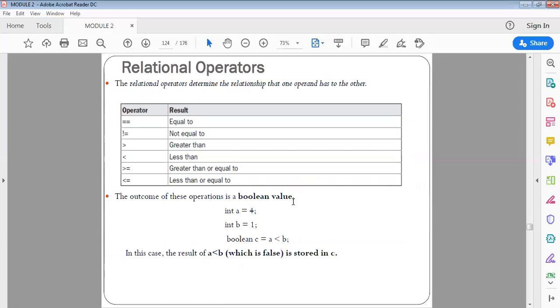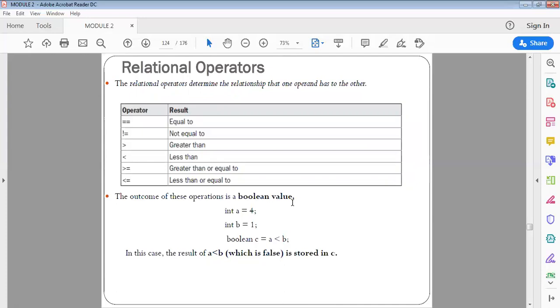Next you come to relational operators. Relational operators determine the relationship between operands. So first we have seen arithmetic, second bitwise, and third is the relational operators. You will be familiar with these. The output of a relational operator will be a Boolean value, that is true or false. The operators are double equals, not equals, greater than, less than, greater than or equal to, and less than or equal to. The output is a Boolean value.